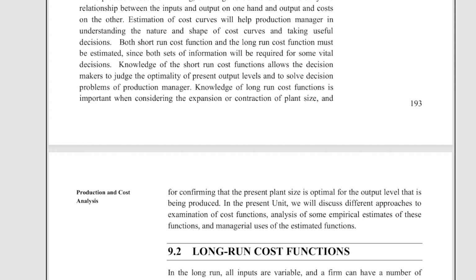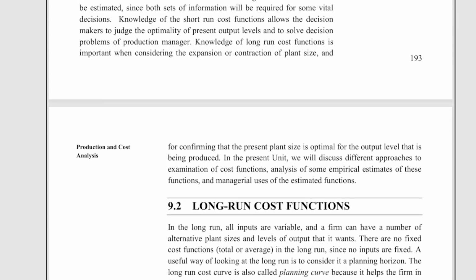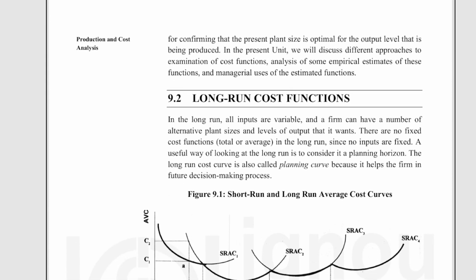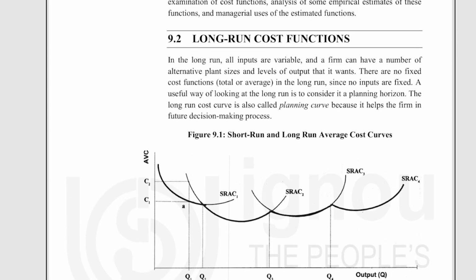Knowledge of the long run cost function is important when considering the expansion or contraction of plant size and for confirming that the present plant size is optimal for the output level that is being produced. So in the present unit, we will discuss different approaches to examination of cost function, analysis of some empirical estimates of this function, and managerial uses of the estimated function. Next is the long run cost function.